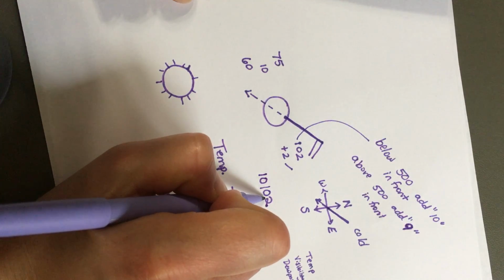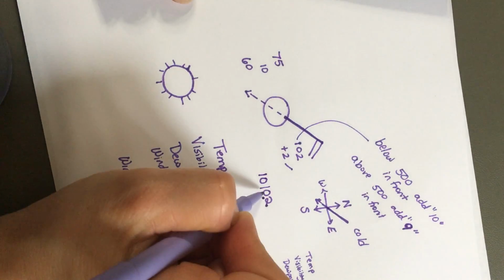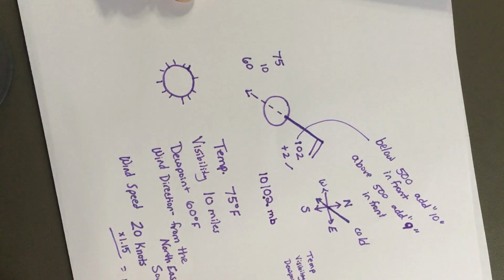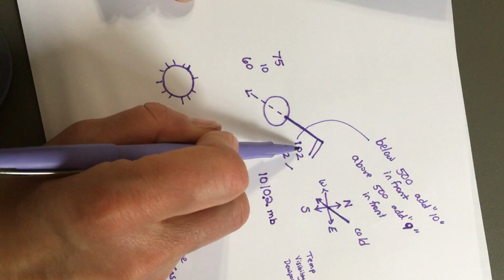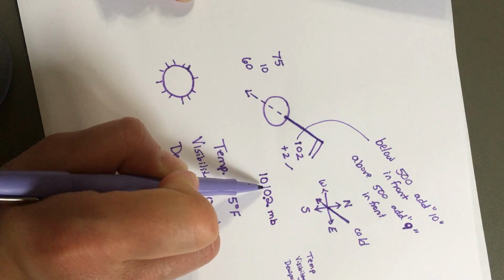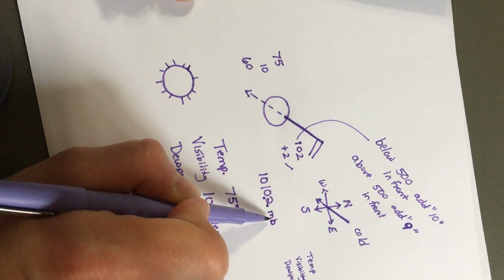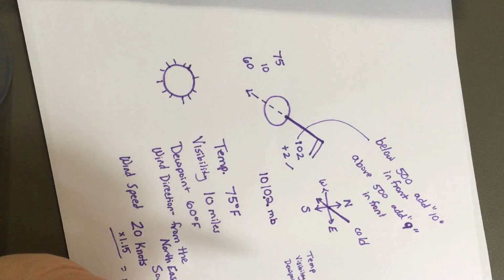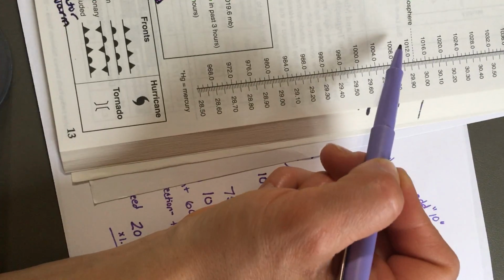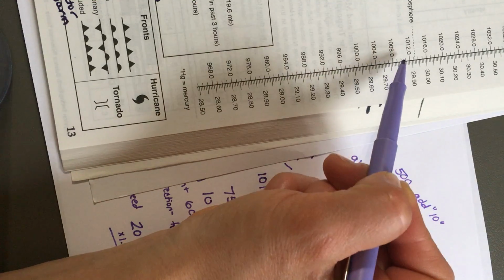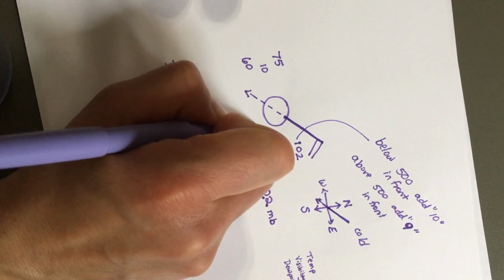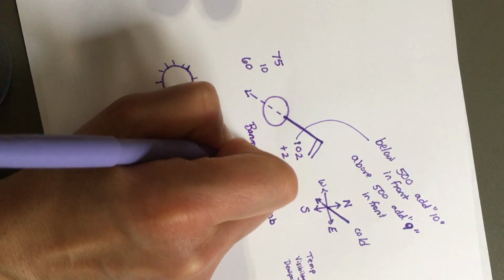I also need to add 1 decimal in, 1 space from the right, and I need to add my units in. So this 102 becomes 1010.2 millibars, which is actually a pretty normal pressure. 1010 is just slightly lower than 1 atmosphere, and you can see it does make this scale, 1010. That's a pretty normal pressure. So that's how we do the barometric pressure.